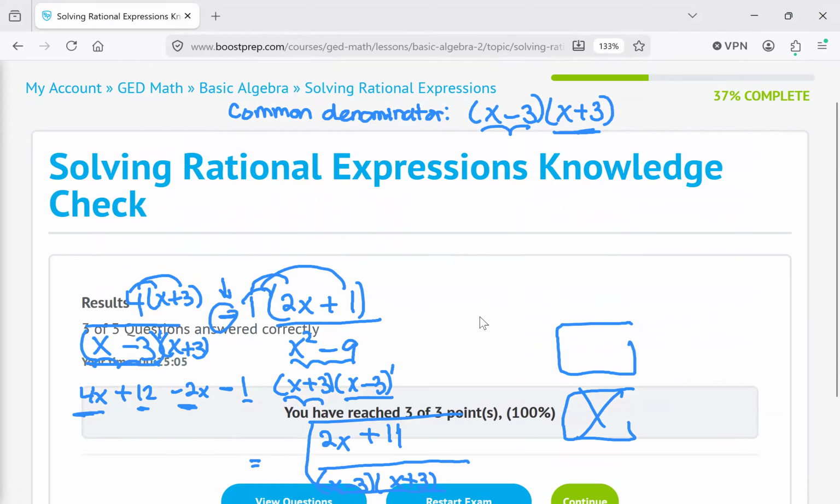Perfect. Okay, so this was a small taste of solving rational expressions, also known as adding or subtracting rational expressions. So this will definitely come up on a test. This will definitely show up again when we do an actual practice exam. Okay, so these are just practice exercises. I'm going to stop here.